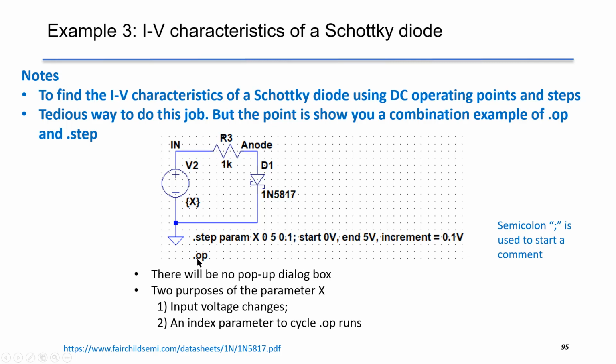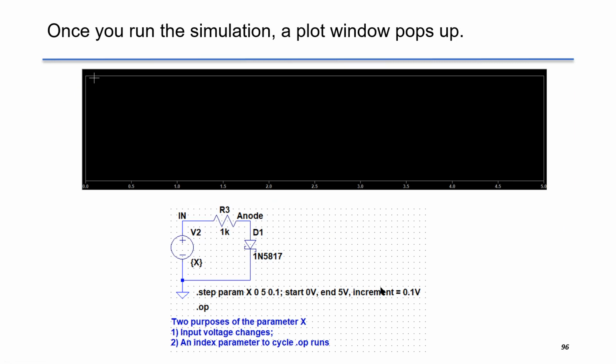Also, we can use the .op to find the operating condition. So in this case, if you run, there will be no pop-up dialog box. There are two purposes of the parameter X. First, we change the voltage here from 0 to 5 volt at a step of 0.1 volt. The second purpose is we can have an index parameter X to cycle the operating point runs. So let's see the results.